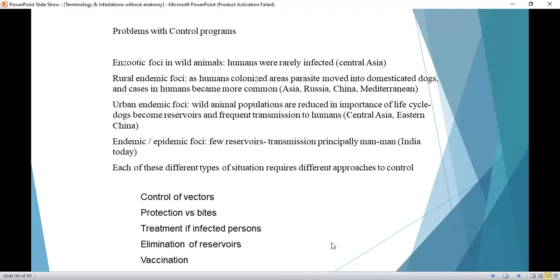We have to control vectors, we have to try to have protection versus bites. Rather, that is, prevention is better than cure actually. So we should try to get the patient to avoid being bitten rather than treating the bitten and looking after the bitten patient. Treatment of the infected persons, elimination of the reservoir, and vaccination where possible.